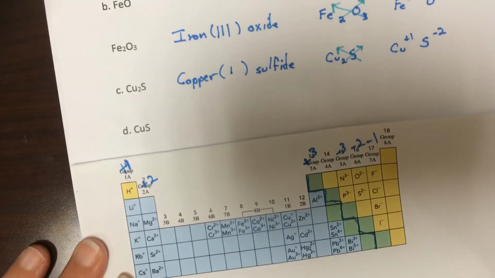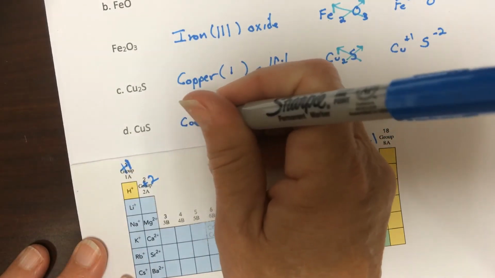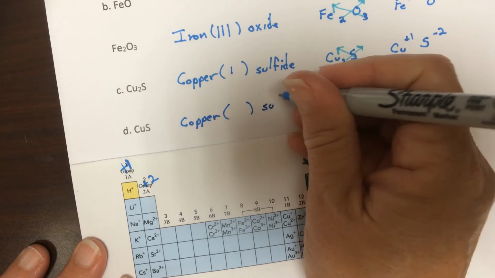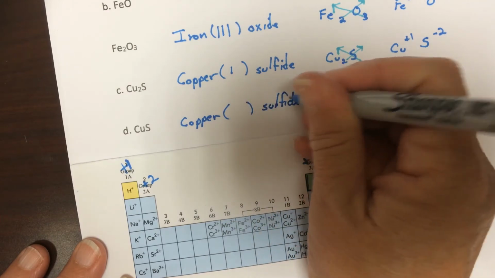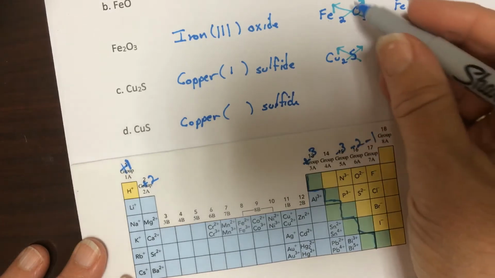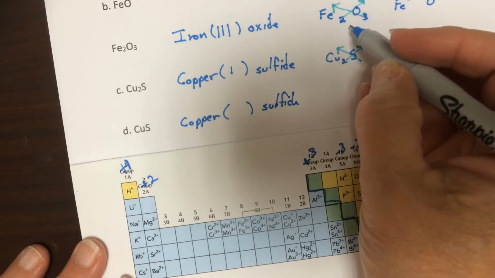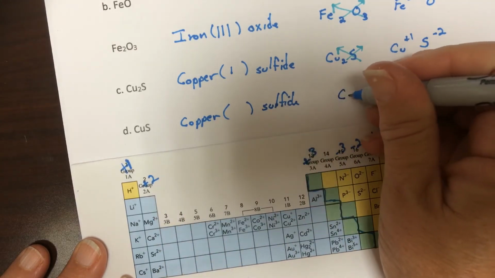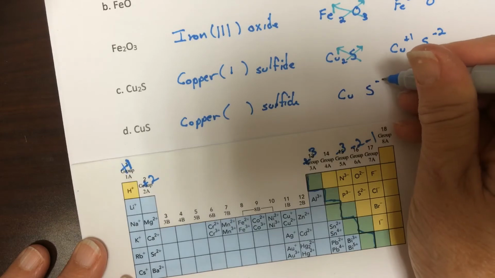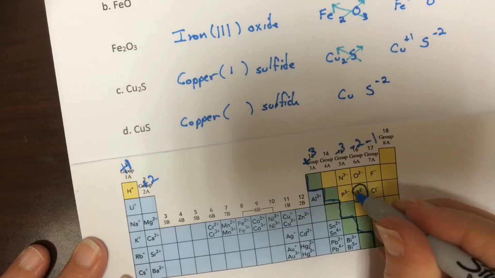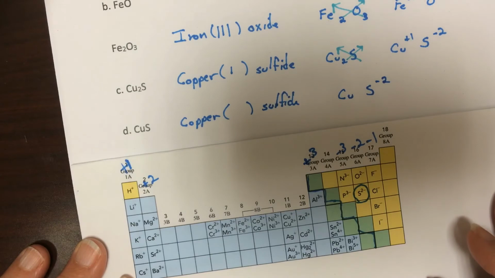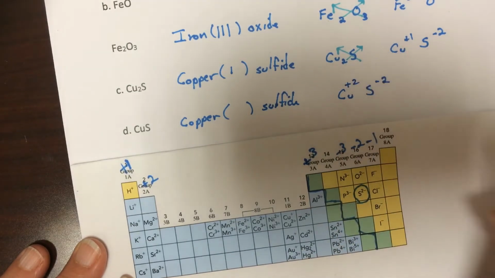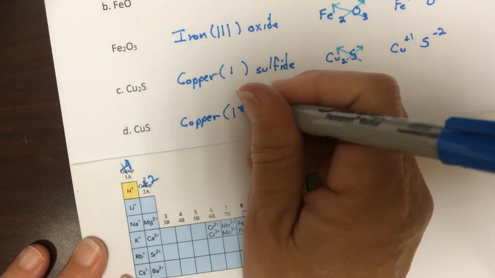And here's another copper sulfide. Okay, this is going to be a little like this one. We know that sulfur has a -2 charge. We know that from looking down here on that periodic table. And we know that we're going to have an equal charge on the copper. So that's going to be +2. And the copper here will be copper(II).